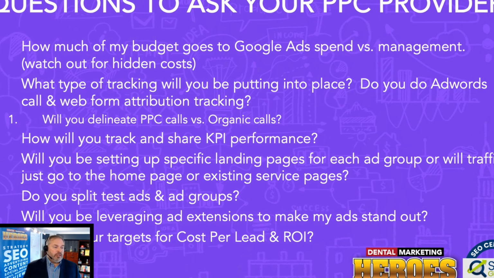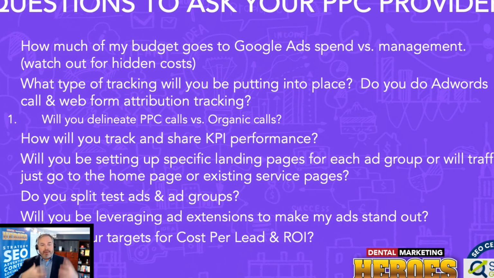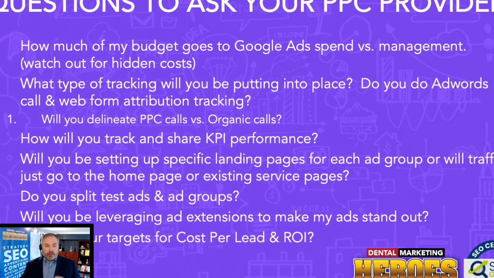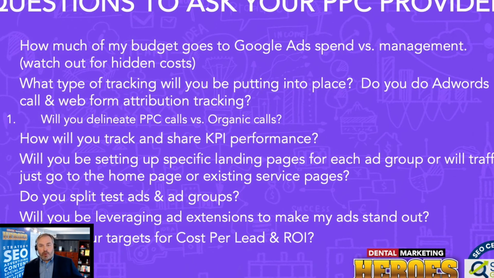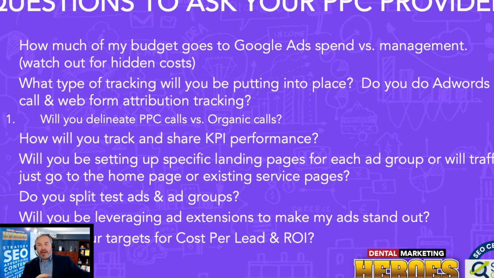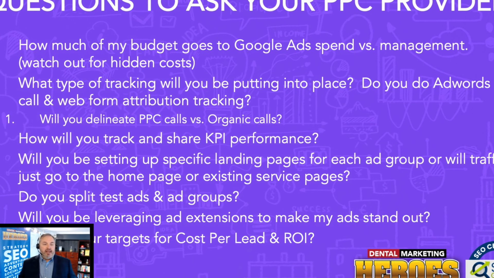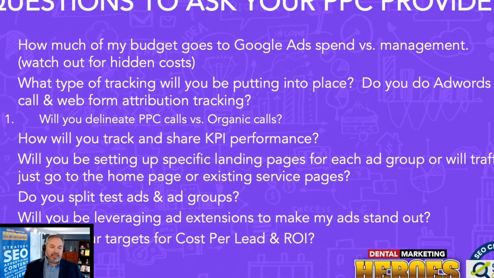Number five, do you split test ads in ad groups? Again, the only way to get better results is to continuously optimize and test things. And then if there's a winner between an A/B test, you put all of the ducks in that basket for that particular ad campaign. So that's how you do it.